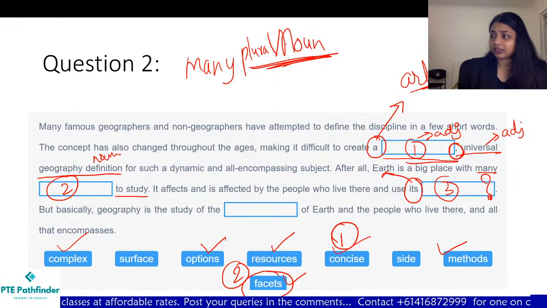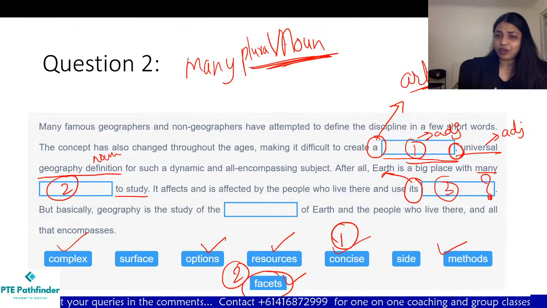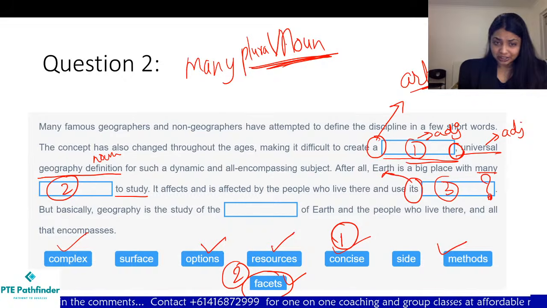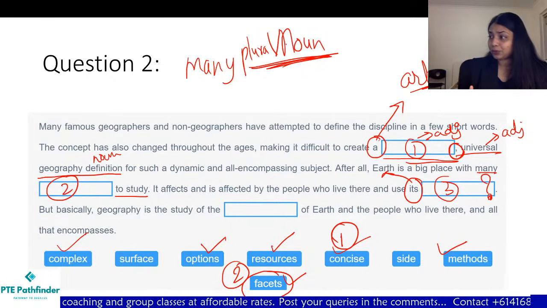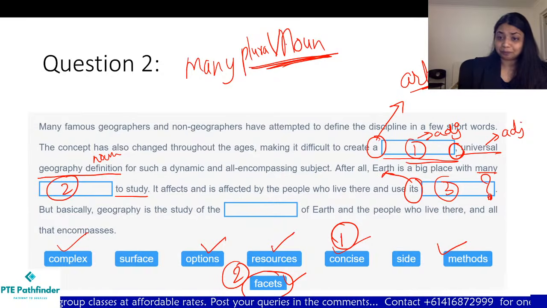Good work, Chetan. Good work, Fiza. Yes, so we are trying to use resources. We can't use surface. We can't use methods when it's related to Earth. So we are using resources. Good work, Yuvraj, as well. So the third answer in this case is resources.